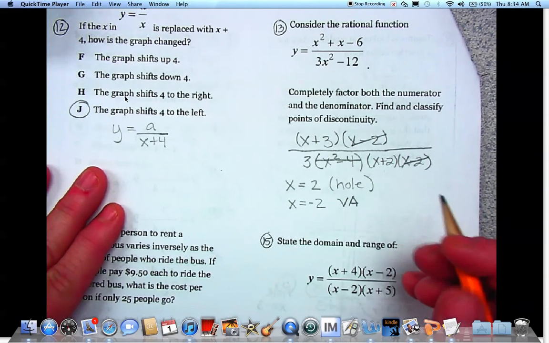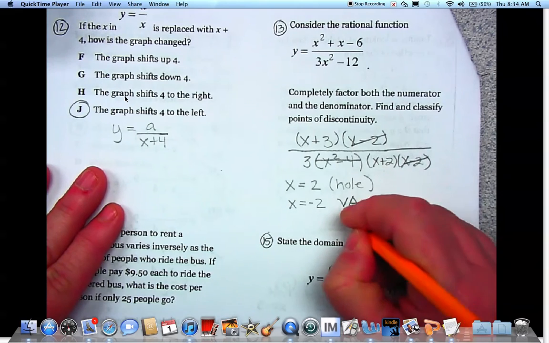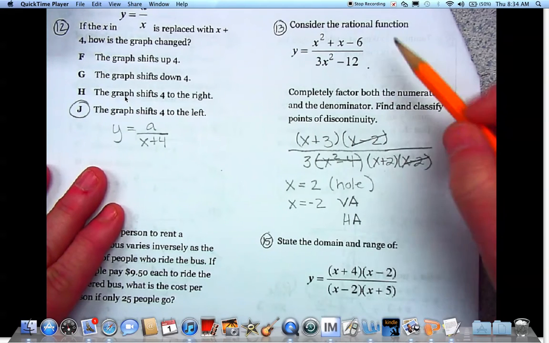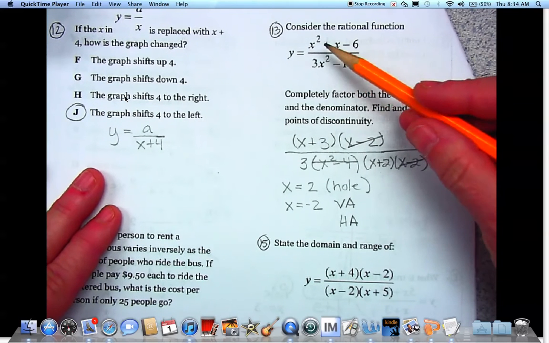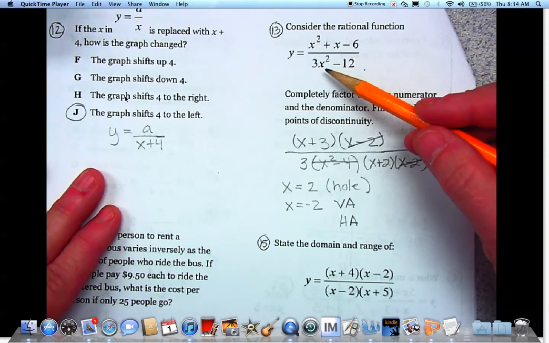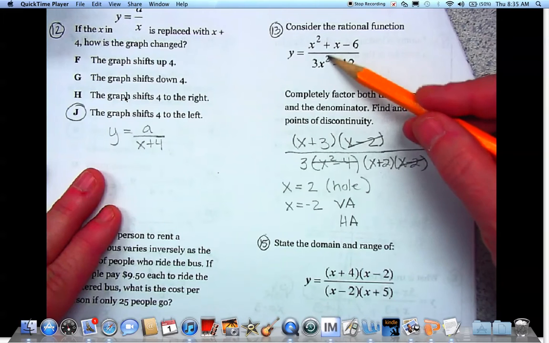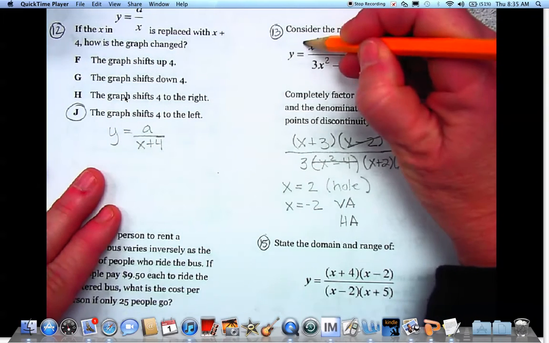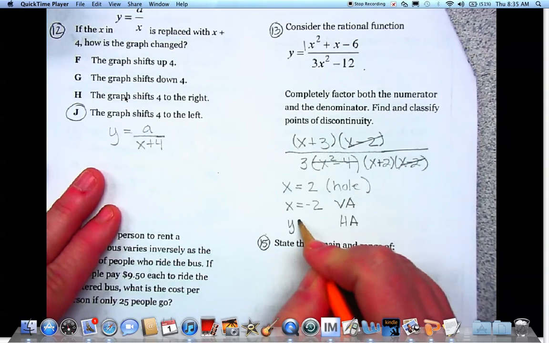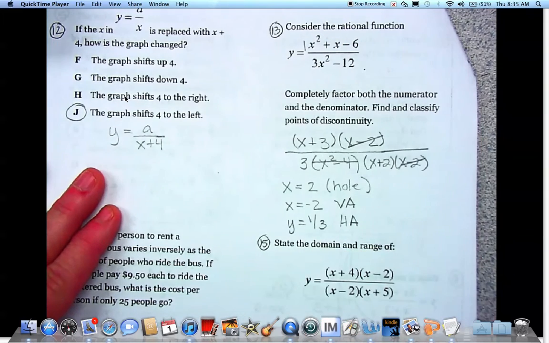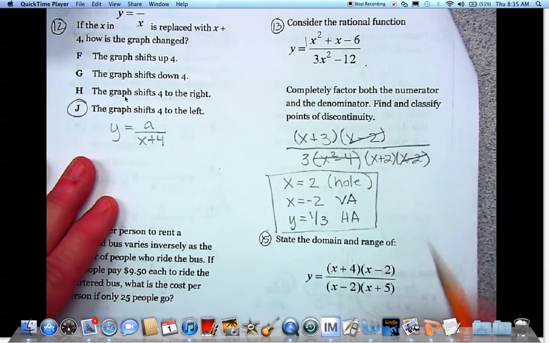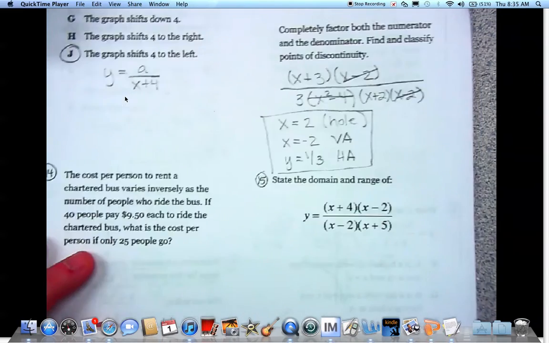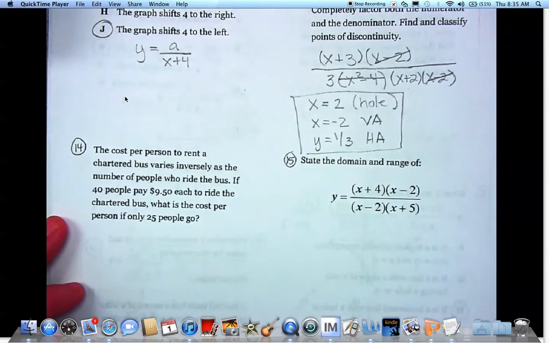Now, we need the horizontal asymptote. So we go back to the original equation. What do you have right here? 1 over 3. Because the degree is the same, we look at the numbers in front, so it'd be 1/3. Discontinuities, yes, it's all these. It's all the breaks in the graph, all the places where the graph doesn't go.